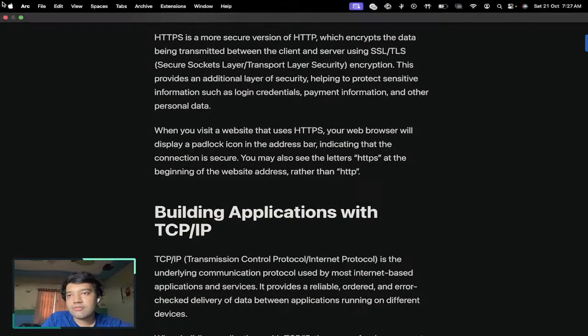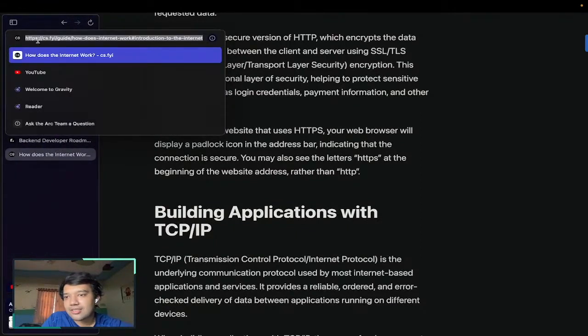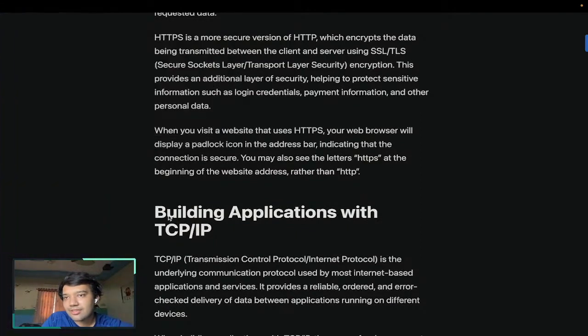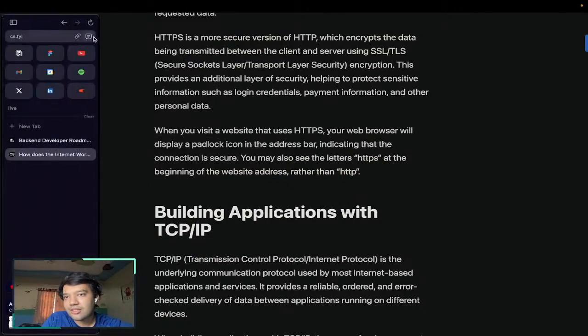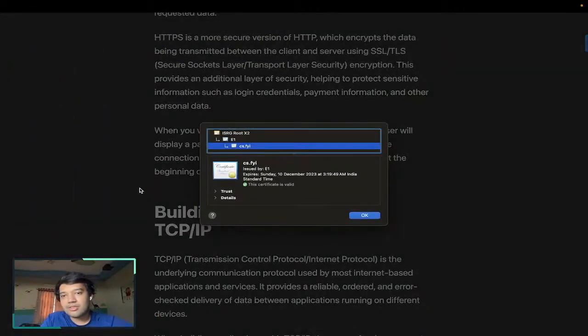So something like Arc does not have that. I think, does Arc have it? Yeah, I guess this is the SSL certificate.